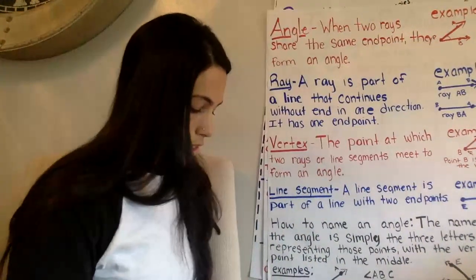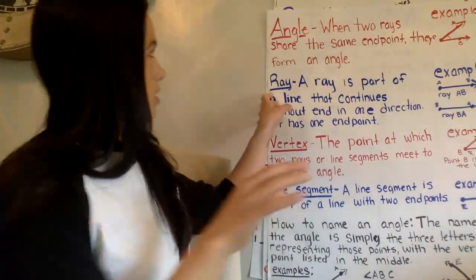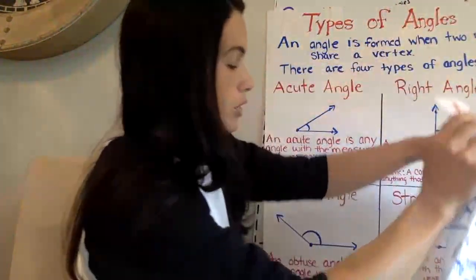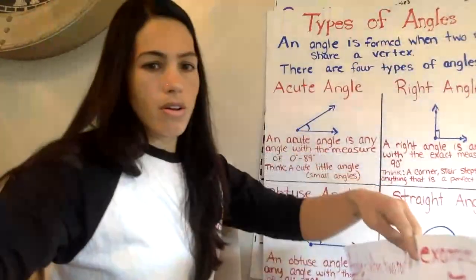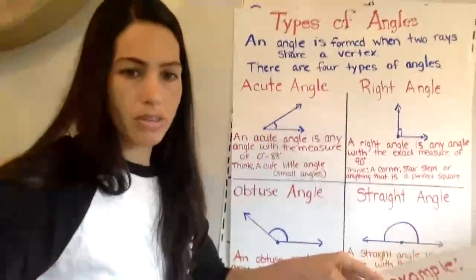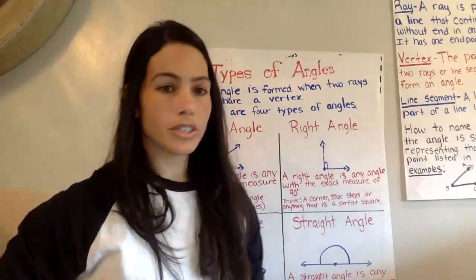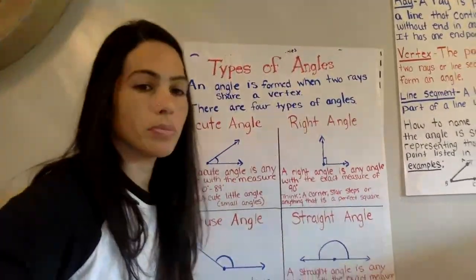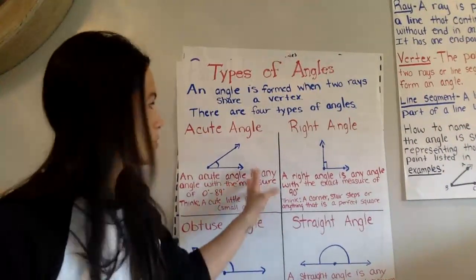So those were the first couple of vocabulary words we learned. Now I'm going to go on, and you guys did very well actually with these vocabulary words. Now we're going to go on to types of angles. Okay, so next you guys learned different types of angles. For the most part, you guys did well with this, but there was some confusion that I'll go over after I go over each one.